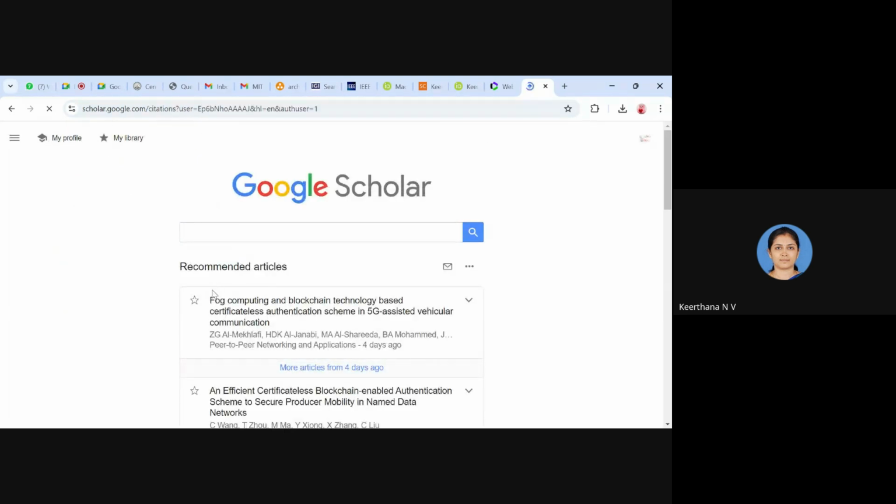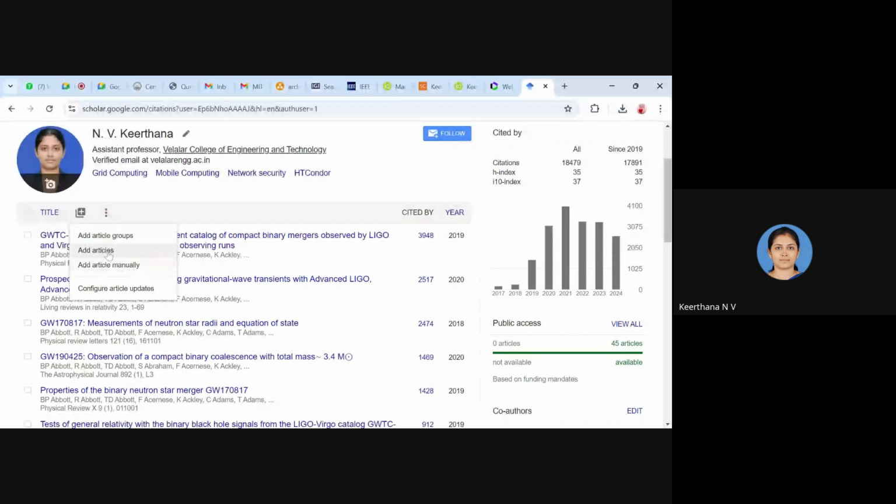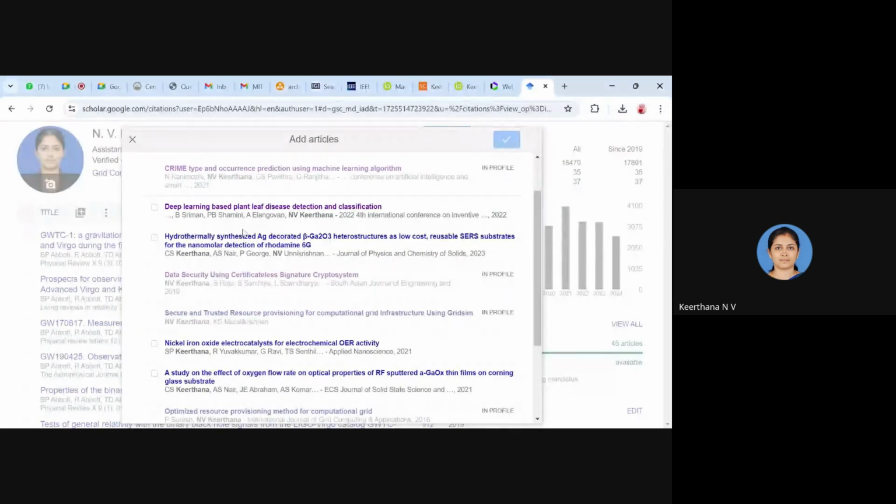In Google Scholar, if you want to add your papers, you can add them here. Add articles, or you can add them manually here. If you add articles, similarly named articles will also be displayed. Please ensure that you are one of the authors of these journals, and then you can add them.